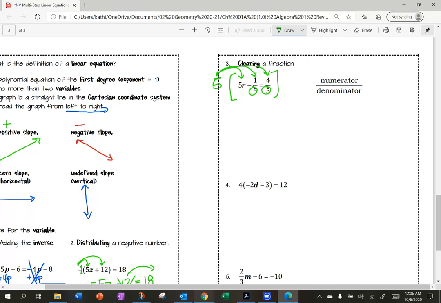So I'm going to multiply this, it's going to be 5 times 5r minus 5 times 1 divided by 5 equals 5 times 4 divided by 5. Okay, and the 5 divided by 5 becomes 1, and the 5 divided by 5 becomes 1. So 5 times 5r is 25r minus 1 equals 4.